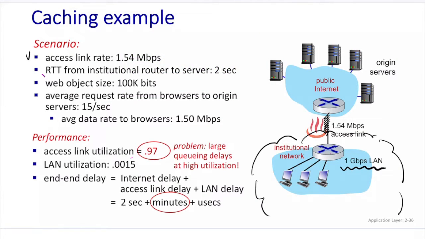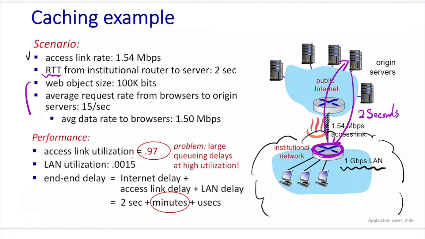And the second one is the RTT, which is the round trip time, right? From the institution's router, right here, from this purple machine to the original server, and the round trip back, it takes 2 seconds. Of course, these 2 seconds include several different delays: transmission delay, propagation delay, queuing delay. No matter which part it is, the total round trip time is 2 seconds.